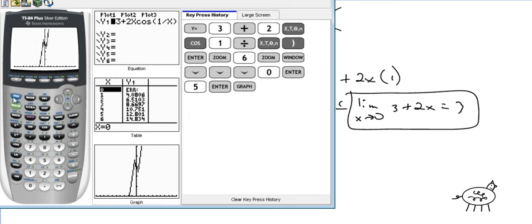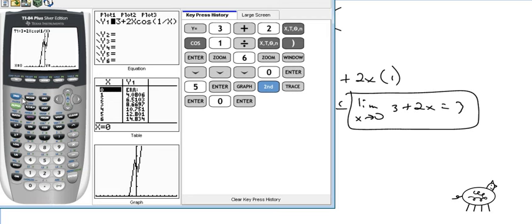Let's do second calculate, and let's do a value. We know it's approaching 0. So obviously if I type a 0 in, what am I going to get? See how it says y equals and there's nothing there? That's because it's not defined there. I can't do a direct substitution. That makes sense because you can't have cosine of 1 over 0.